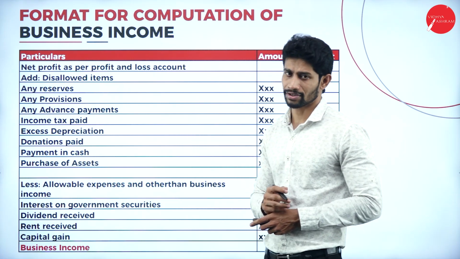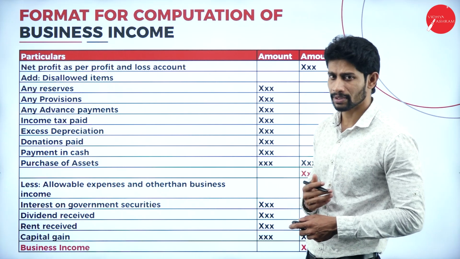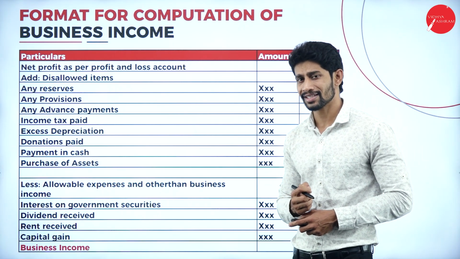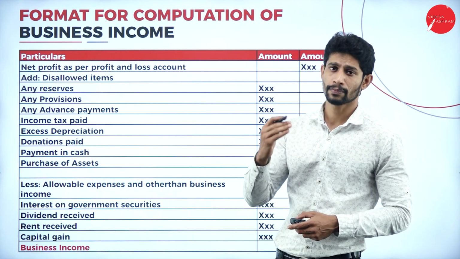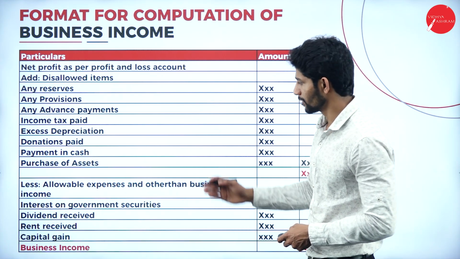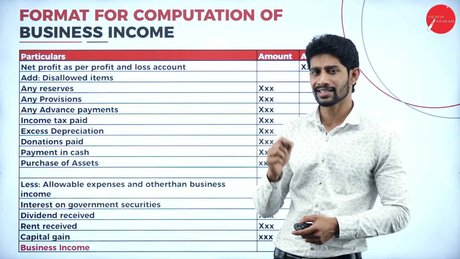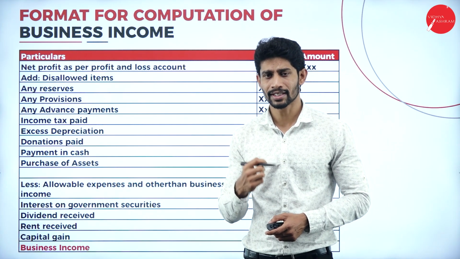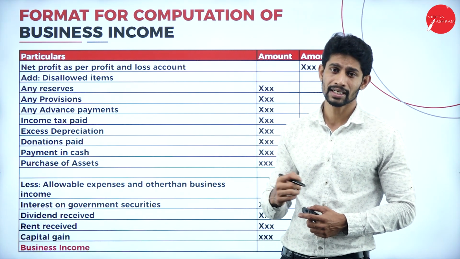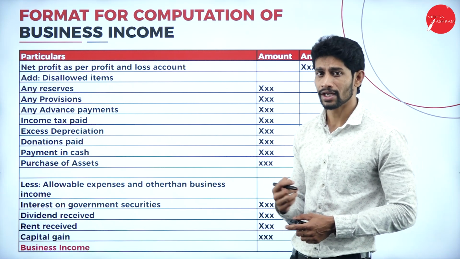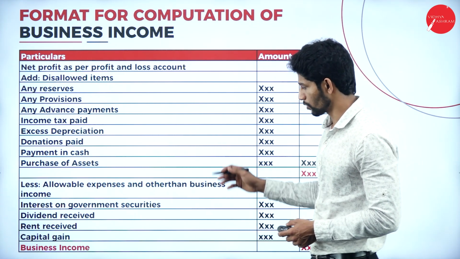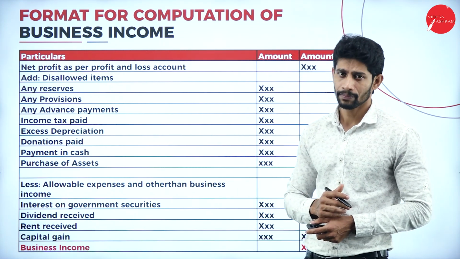Next, payment in cash. Any payment made in cash by the business entity will not be considered as a business expenditure, so that also is supposed to be added back to the net profit. Next, purchase of assets. Yes, on purchase of assets, the business entity can claim the depreciation, but they can't claim the whole purchase value as an expenditure. So purchase of assets should also be added back to the net profit.